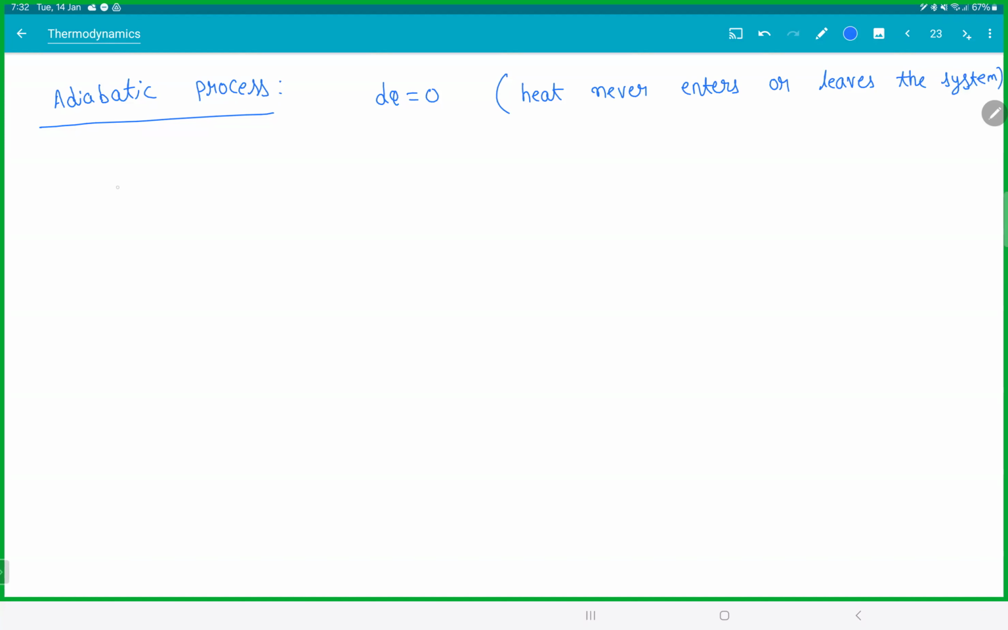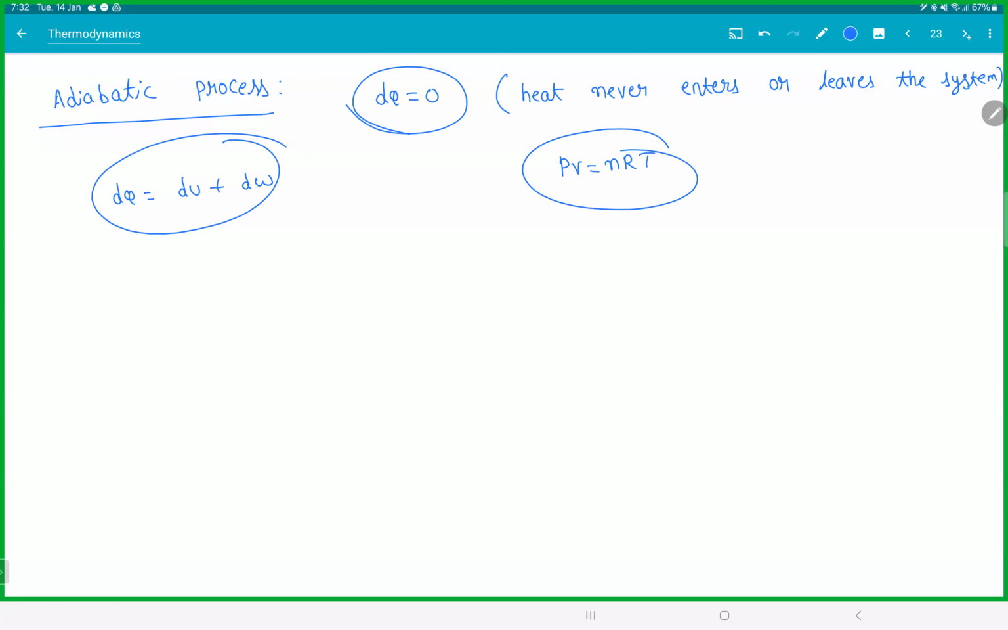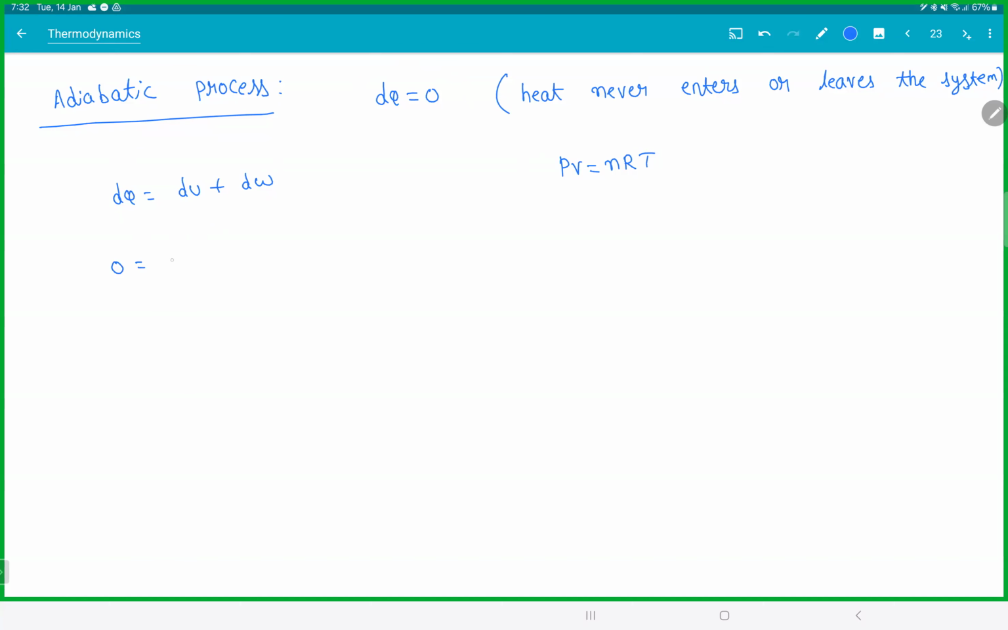So dq is 0. First, from the first law of thermodynamics, we know dq is du plus dw. This is always valid. And the ideal gas equation PV is equal to nRT is also always valid. Remember, these two equations will always be there. On top of this, you got an additional equation, dq is 0. So in total we got 3 equations. PV is nRT is always valid, dq is du plus dw is always valid, and he gave you extra here that dq is 0.